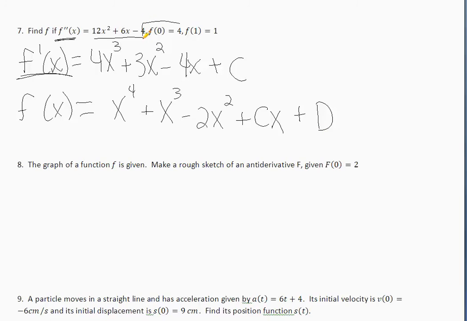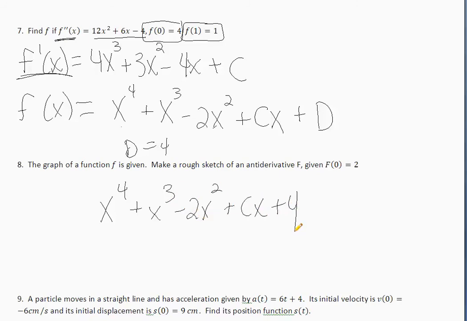Well, I know that f of 0 is 4 and f of 1 is 1. So if I plug those in, I can actually find my c and d values. Okay? So if f of 0 is 4, so if I plug 0 into this, I get 4. That tells me d is 4 right there. Okay? So 0 plus 0 minus 0, this would all be 0. So d is 4. So now I have x to the fourth plus x cubed minus 2x squared plus cx plus 4. And now I can plug in 1 and 1.